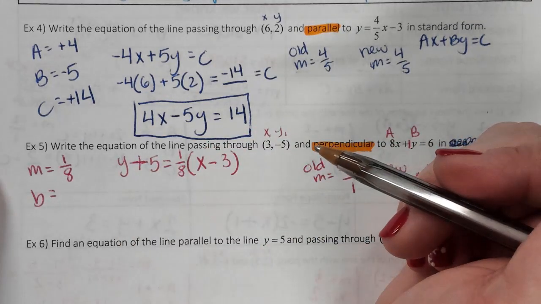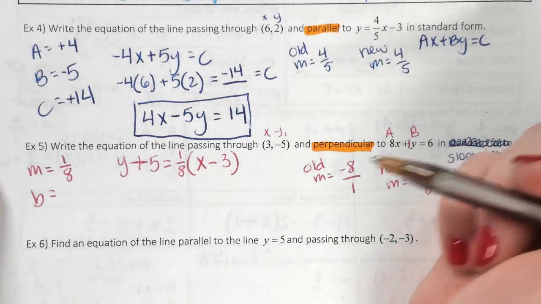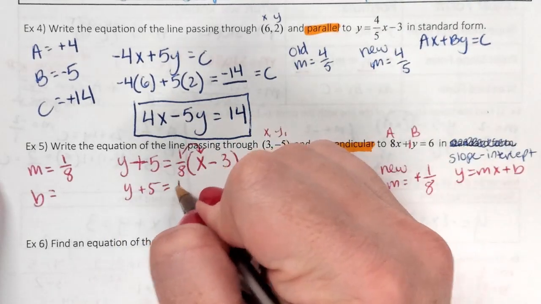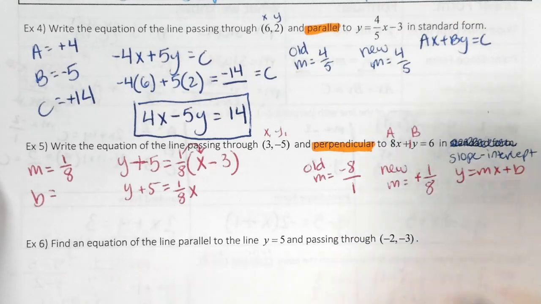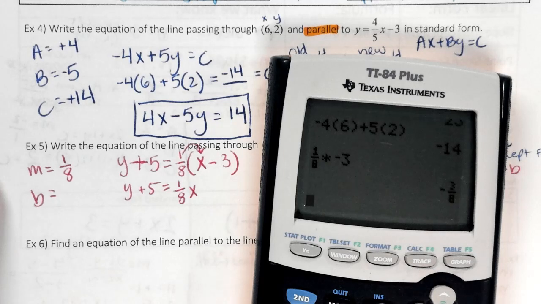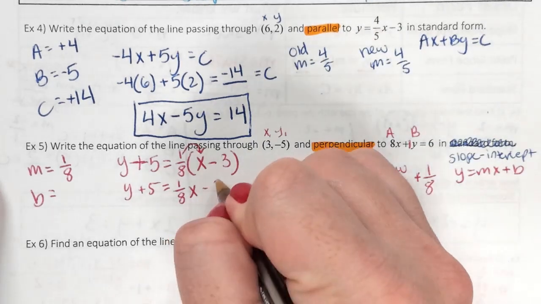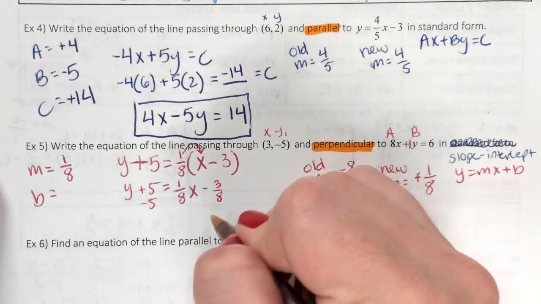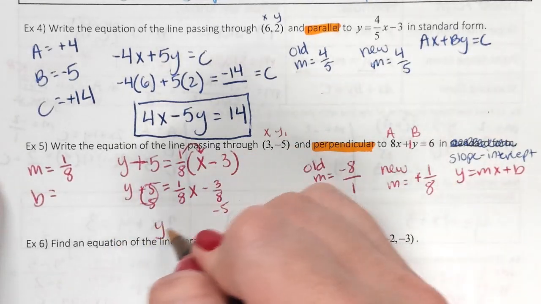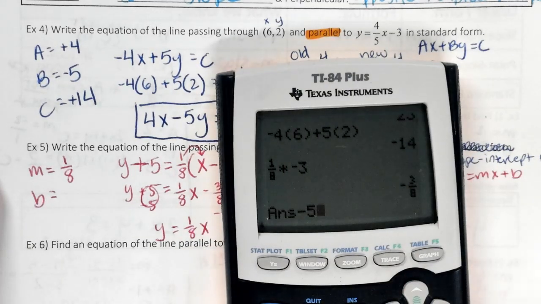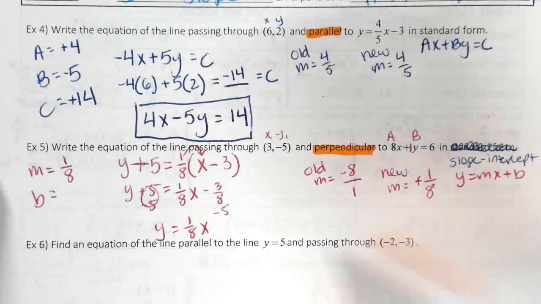Now it has a fraction, but again, we can use our calculator. That shouldn't scare us. So we have y plus 5 equals 1/8 times x, which is 1/8 x, and then 1/8 times -3 is just -3/8. Now what do I do? Subtract 5. And I have y equals 1/8 x. And again, we're going to use our calculator because we don't want to make like terms, so minus 5. And that gives us -43 over 8.